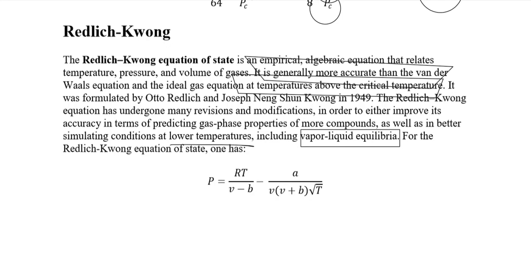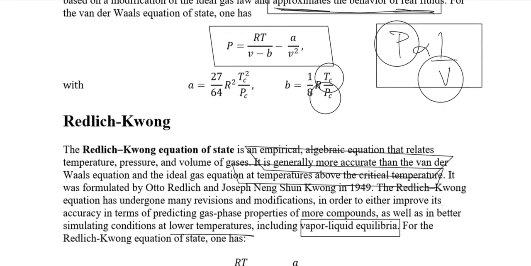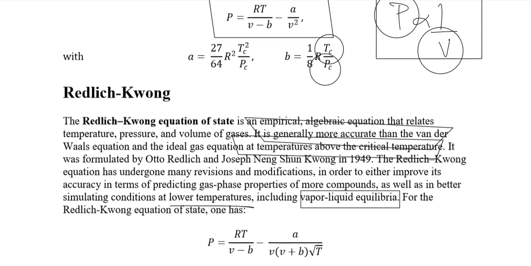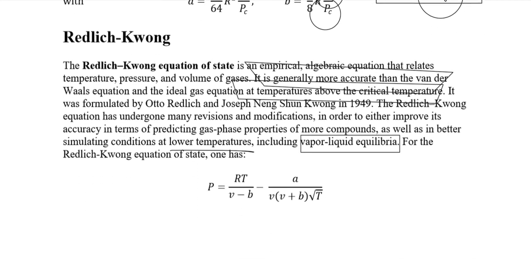Again, we have the equation P equals RT over (V minus B) minus A something. If you compare the equation with van der Waals, it's getting a little more complicated now. Just having said that, the Redlich-Kwong equation is more complex than the van der Waals equation, but it is more accurate. So if we want more accuracy for real gases, we will have more complexity in the equation.